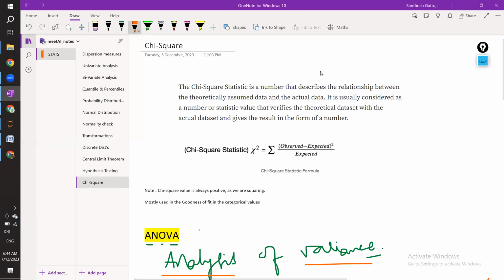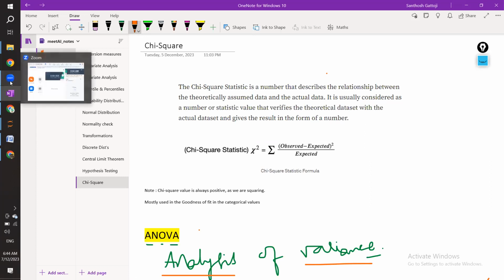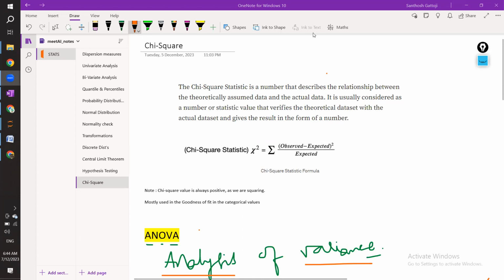Okay, fine guys, let's start. So in today's class, we are going to see one of the tests called the chi-square test. Okay, so it's called the chi-square test, and I would say this will be the last class in the statistics. So let's try to understand what a chi-square test is.